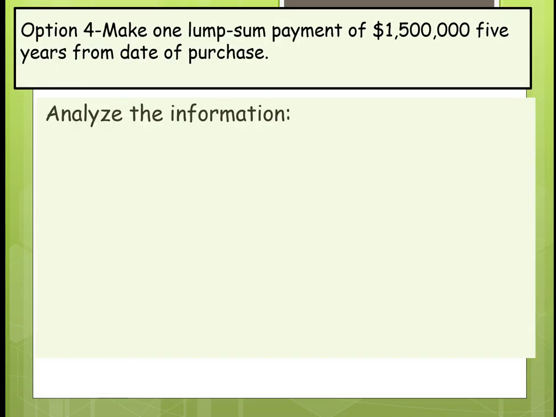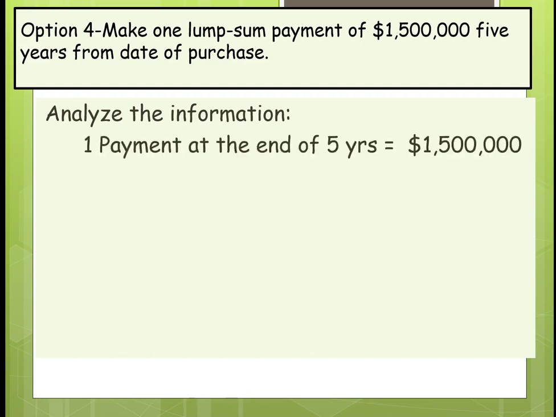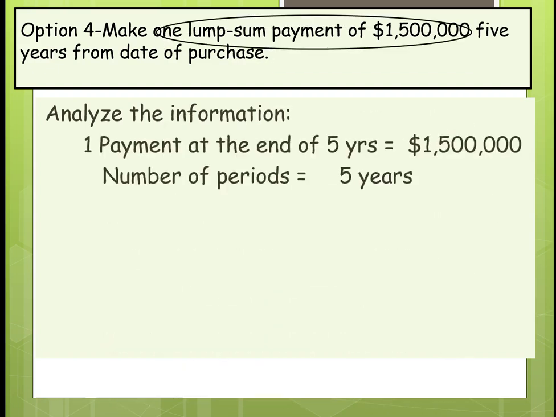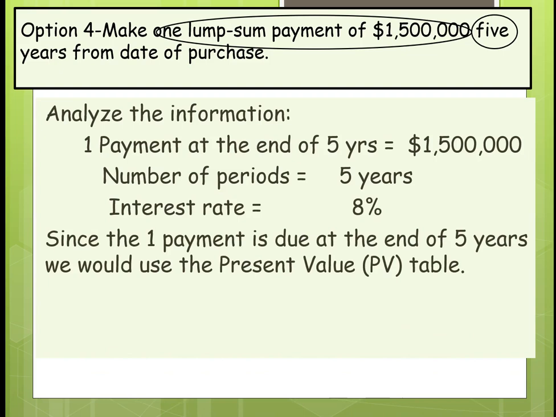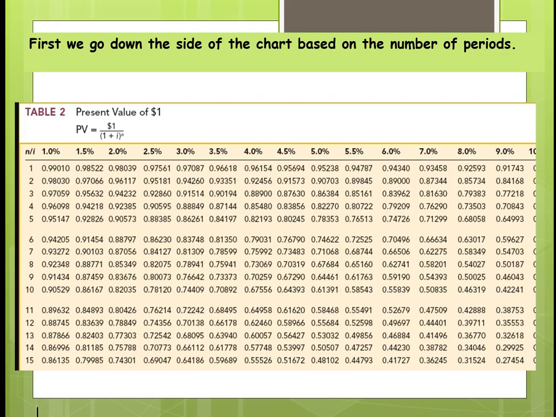Now we have option 4, one lump sum. So we're going to get one payment at the end of 5 years. The number of periods is 5 years. Our interest is still 8%. So now what we're going to do is go to the present value because we want to know what $1.5 million is worth today. So we're going to take out the interest.